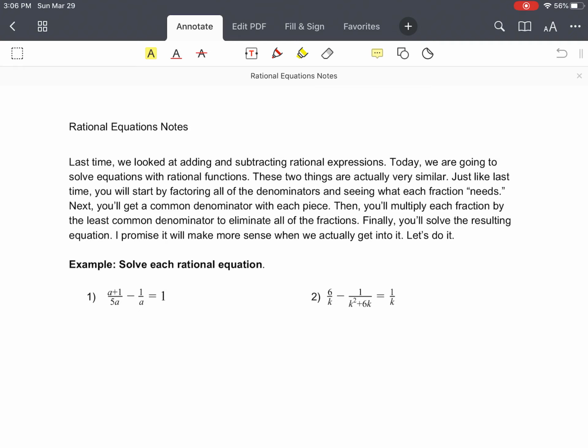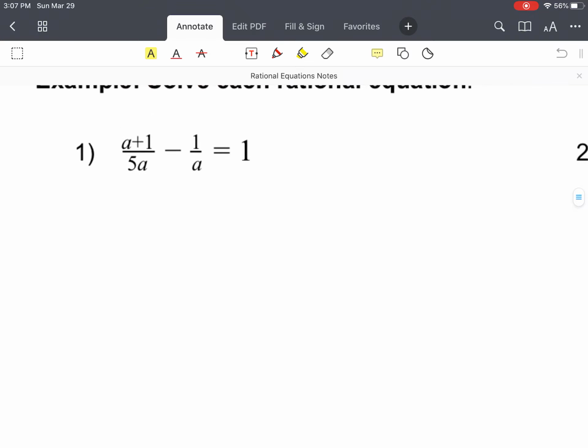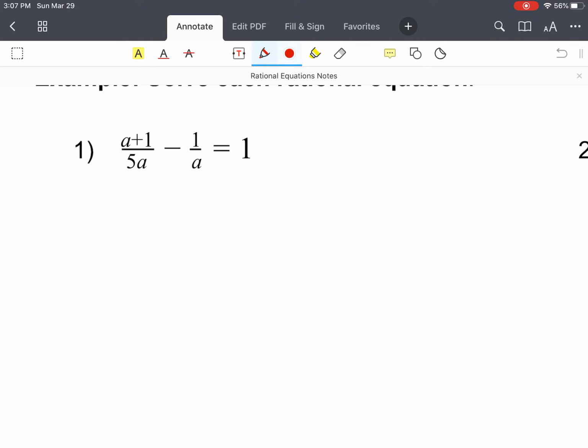So this time we are going to look at actually solving rational equations. It's very similar to just adding and subtracting them because we're going to have to do that. But the whole point here is we're going to be solving for a variable. So we're going to get our common denominator, and you'll see what happens from there. Let's start with this first one. I have a plus 1 over 5a minus 1 over a equals 1.